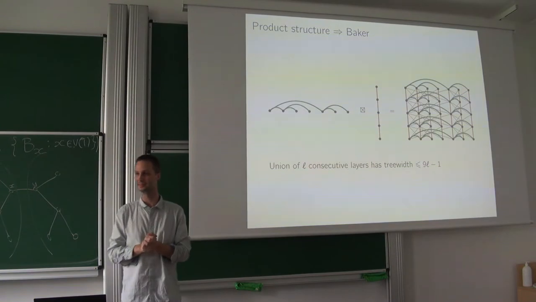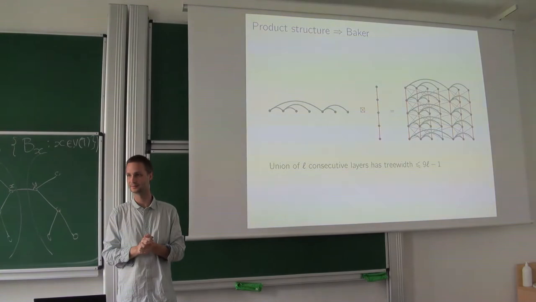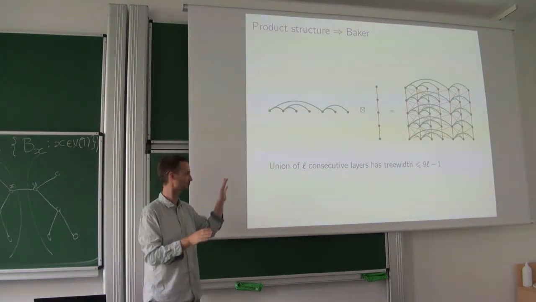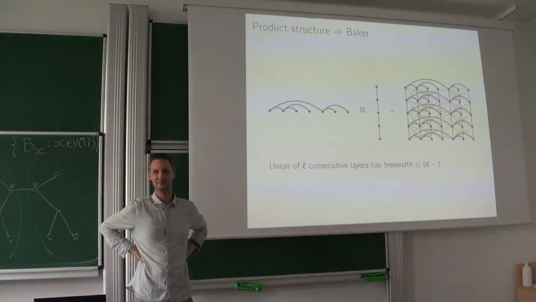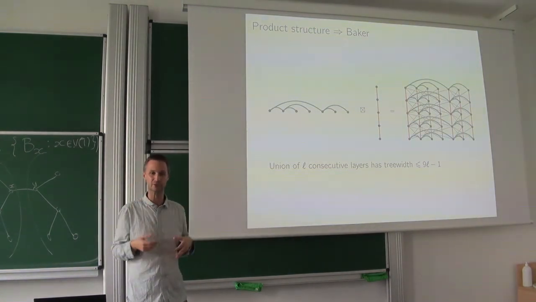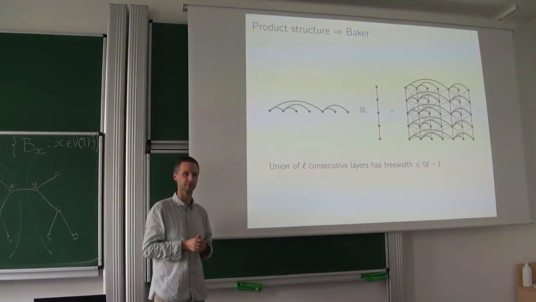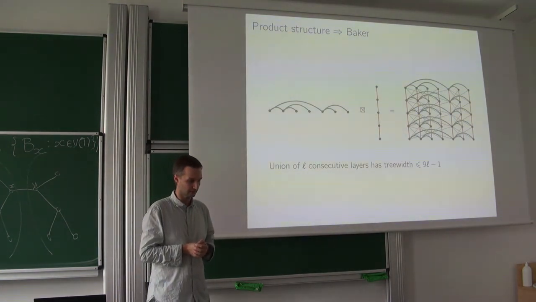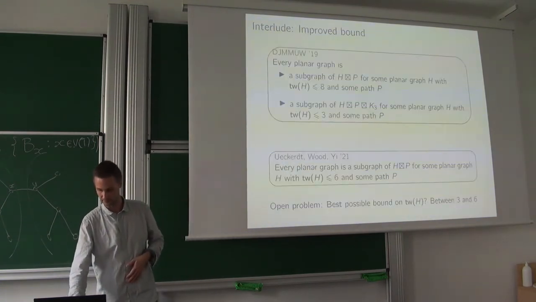Does that answer your question? I mean, the consequence is that it gives a slower algorithm with a worse polynomial factor. That's true. I'm not saying that this should replace Baker's layering completely. But in terms of having treewidth big O of L for L consecutive rows, that actually is enough. Okay, if there are no more questions, let me continue.